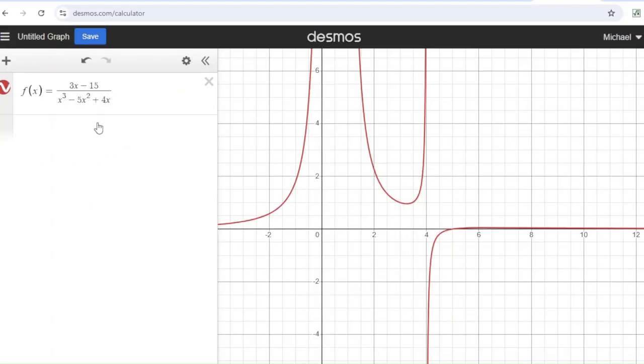Well, I've drawn the graph here in Desmos. And notice that as x approaches 4 from the left, if we plug in 3.99, it's blowing up to positive infinity. We have this vertical asymptote there at x equals 4.